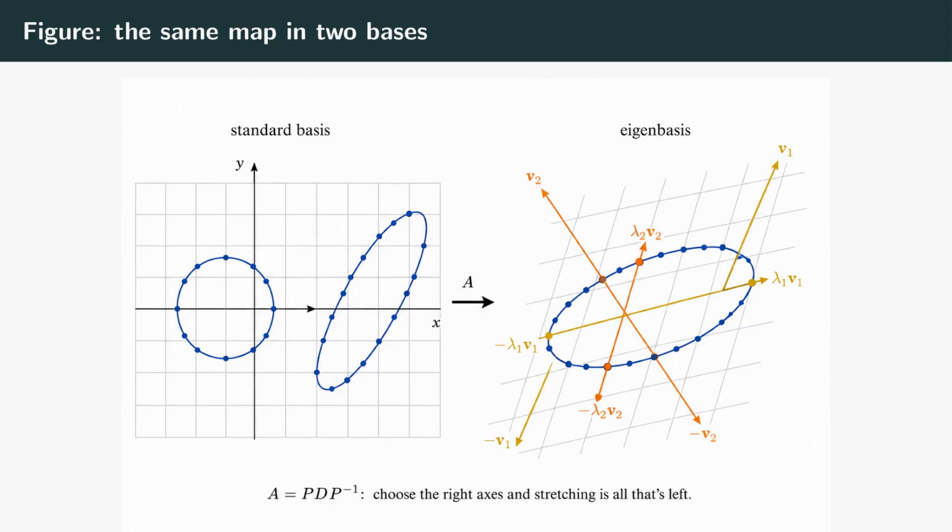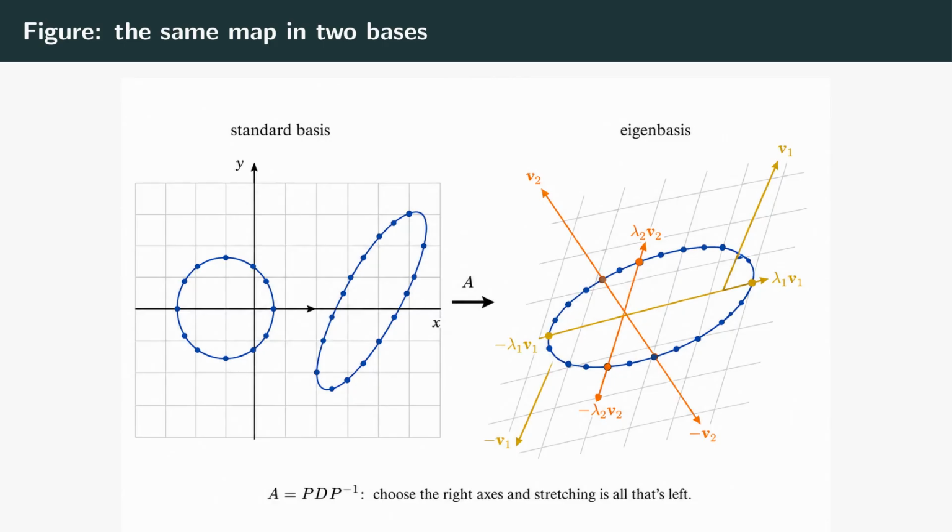Let this picture carry the whole idea. On the left, the transformation drawn in the ordinary standard basis. The grid lines stay horizontal and vertical, a circle of points gets pushed into a tilted, skewed ellipse, and the action looks complicated, coordinates clearly getting mixed together. On the right, the very same transformation, but now drawn on a slanted grid whose 2 directions are the eigenvectors.